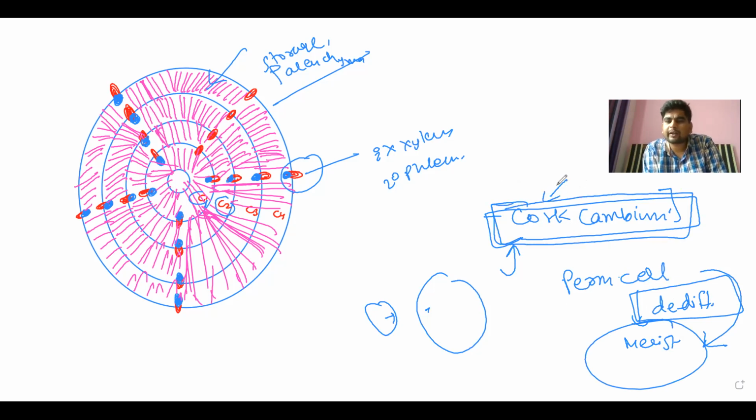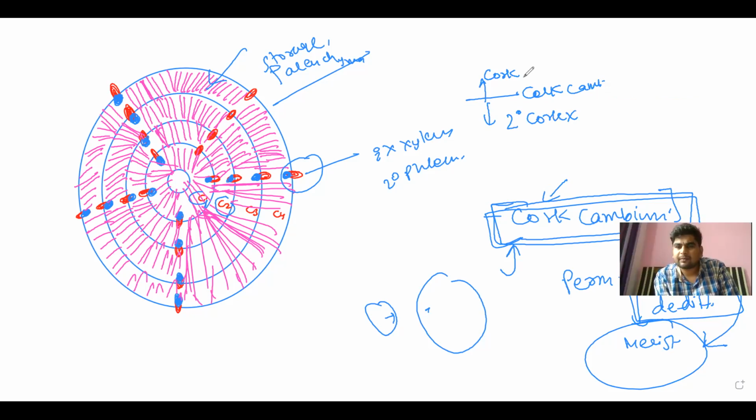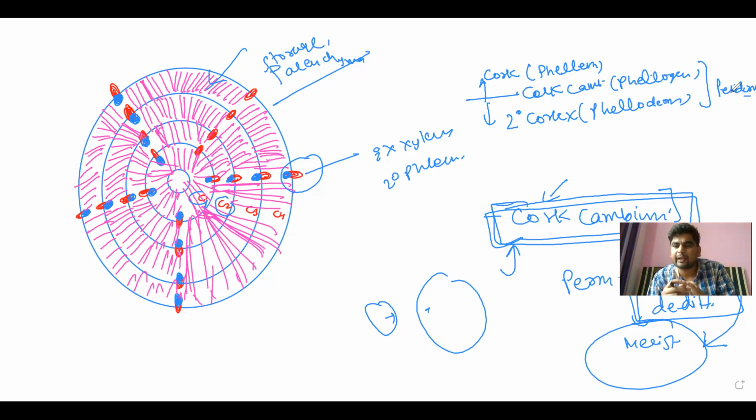Like a normal cambium produces secondary phloem, the cork cambium produces cork cells outside and secondary cortex downside. There are technical names. The cork cells are called phellem, the cork cambium is called phellogen, and the secondary cortex is called phelloderm. The phellem, phellogen, and phelloderm are jointly called periderm. If you want to study the complete process of secondary growth in detail, you can watch the concerned playlist, stem anatomy, or the concerned video. You will understand better that way.